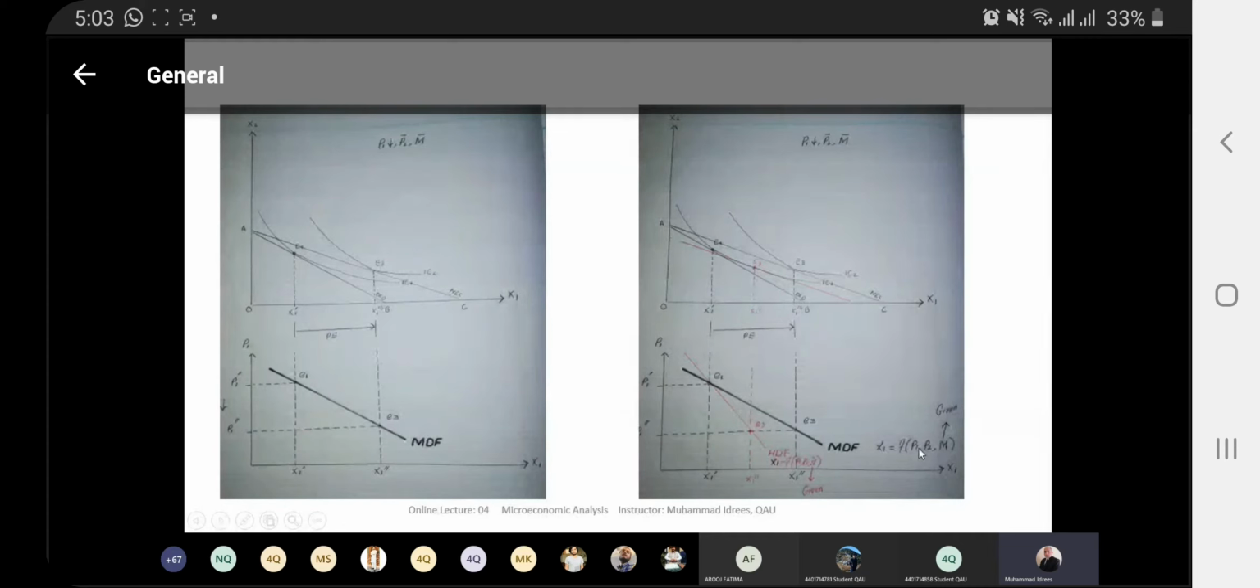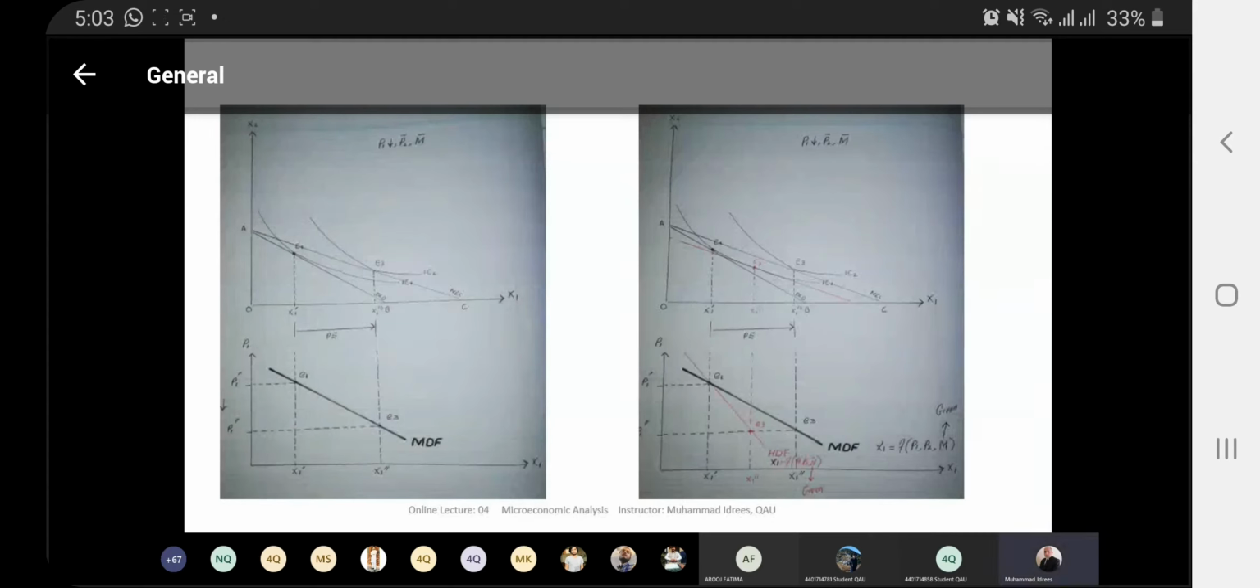Marshallian demand function is also a function of prices. Hicksian demand function is also a function of prices, but the third variable is different. In Marshallian, it's M, in Hicksian, it's U, which is given. Any question?